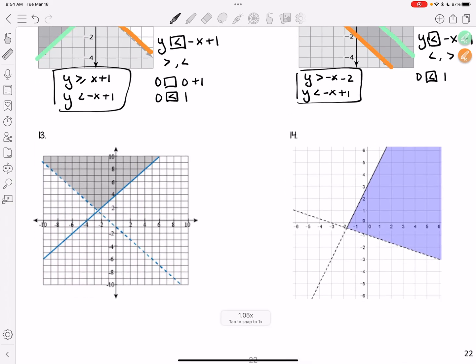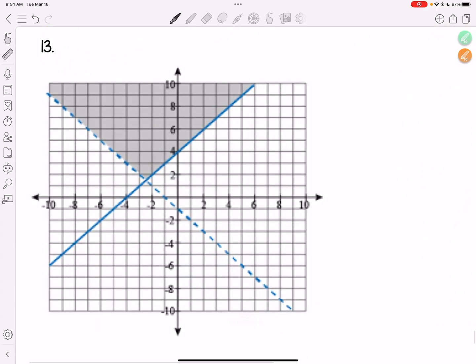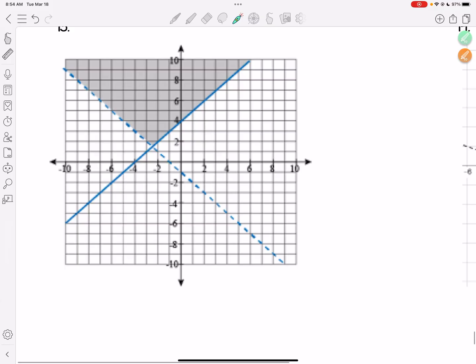All right, and then these last two. 13, when it looks just like this means that this is my highlighted region where both of them were true. So I can do the exact same thing that I was doing before. So I'm going to start with my dashed line right here. I can see that I have a slope of -1, and it goes through -1 for my y-intercept. So I'm going to have y, box, negative x minus 1.